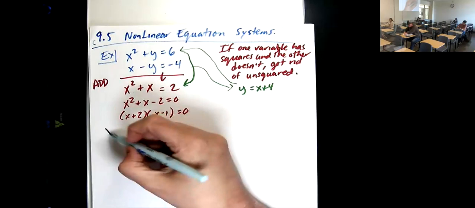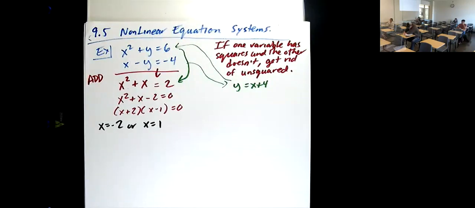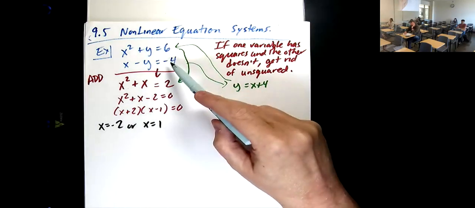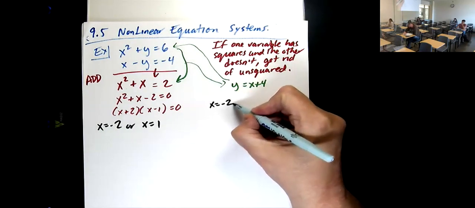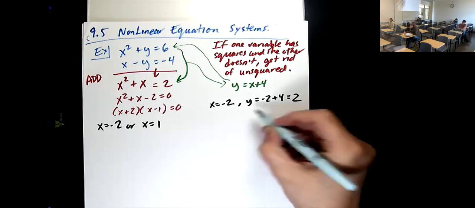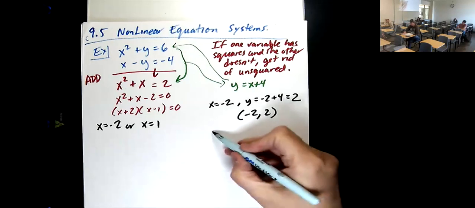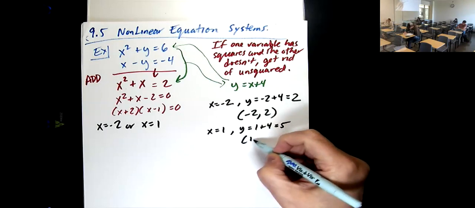And we get x equals -2 or x equals 1. Still need the y value. So either go back into one of the original equations, or I so conveniently rewrote one of them right here. When x equals -2, y equals -2 plus 4, which is 2. I get the coordinate -2, 2. When I plug in x equals 1, I get y equals 1 plus 4, which is 5. I get the coordinate 1, 5.